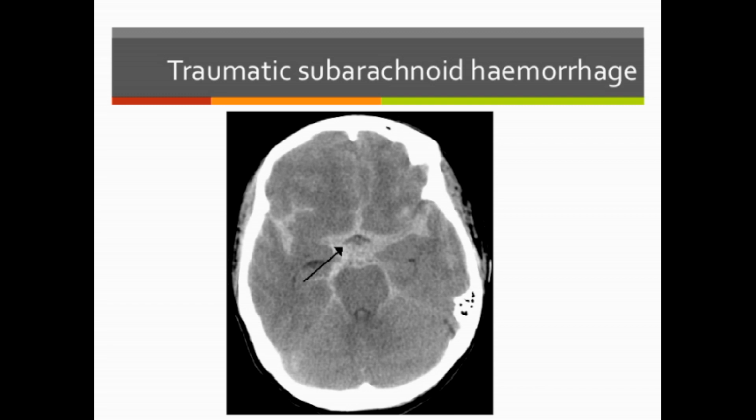The third type of intracranial bleed that we see after trauma is a traumatic subarachnoid hemorrhage. And you can see on this CT head scan that there is acute blood throughout the subarachnoid space. And on this scan you can see the ambient cistern where the circle of Willis sits is just filled with acute bleeding.